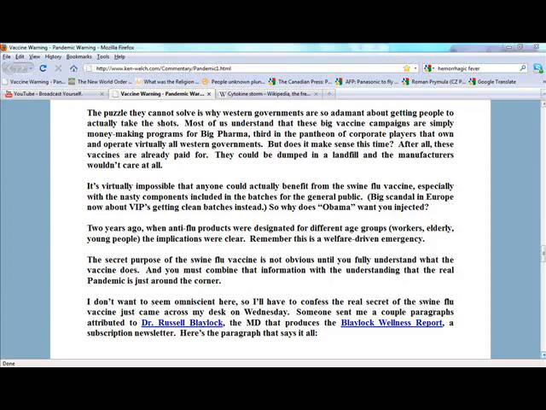Here's the important part. He says, the secret purpose of the swine flu vaccine is not obvious until you fully understand what the vaccine does, and you must combine that information with the understanding that the real pandemic is just around the corner. Now, I'm sure we could all agree that the novel form of H1N1 is not a huge killer. I mean, it can cause cytokine storms in a very small percentage of people, and it can be deadly, but as a whole, it's actually less deadly than a normal flu strain.